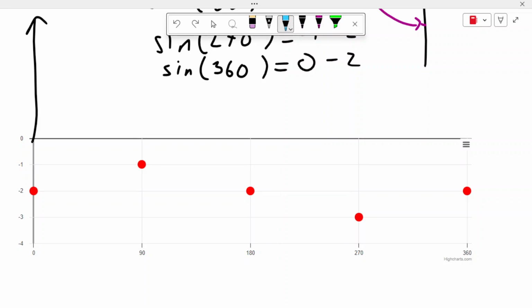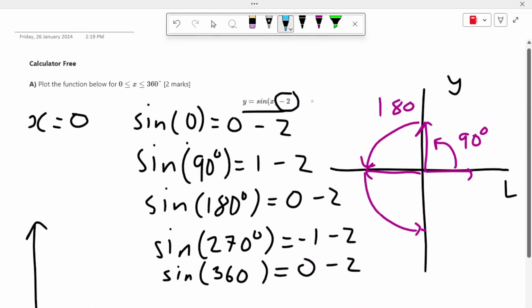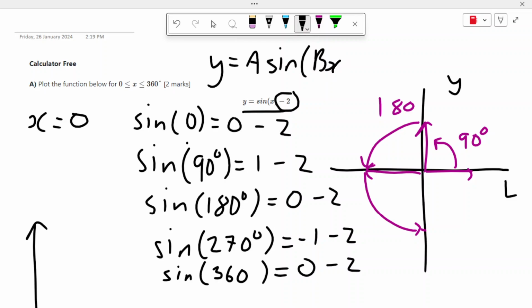So the next step is now to connect the dots. Okay? And that's it. We don't go any further than that. So really, the D component here, for any sine equation, we've kind of got this A sine bx plus c plus d. D is just going to move it up and down. That's all that it's going to do.